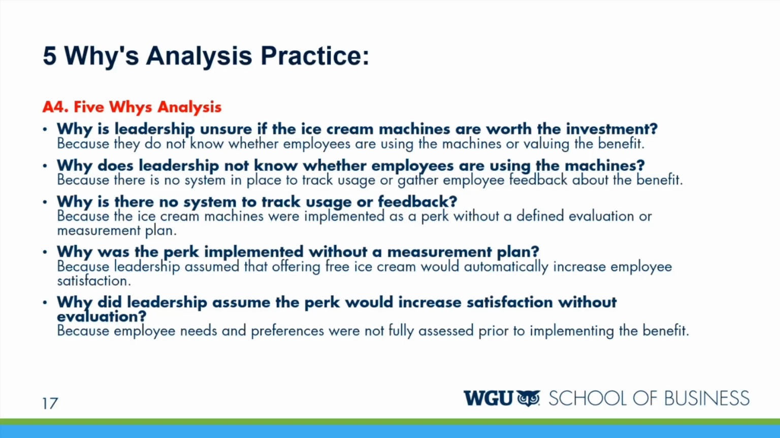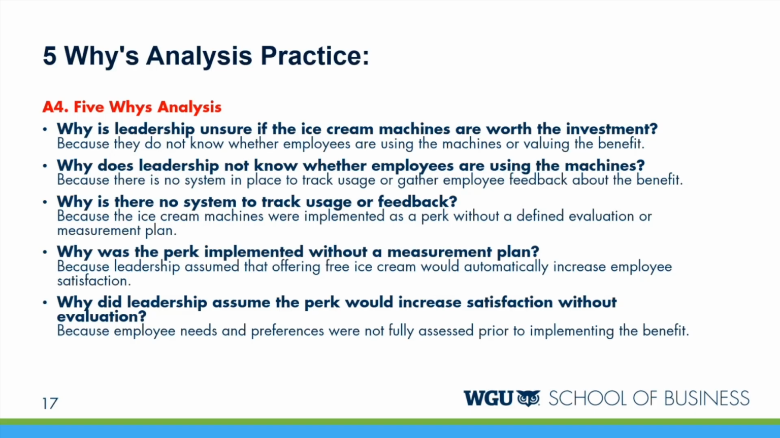Next question, why is there no system to track usage or feedback? So we're digging in a little deeper with each one. Because the ice cream machines were implemented as a perk without a defined evaluation or measurement plan. Then we ask more. It's like if you have kids and they just keep asking why, and you just keep going deeper. So why was the perk implemented without a measurement plan?